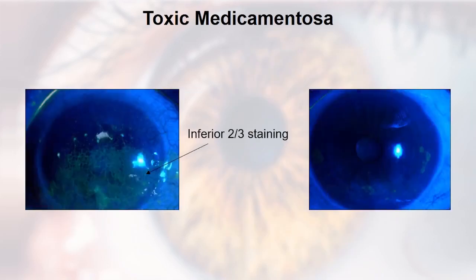Toxic medicamentosa is another cause for follicular conjunctivitis. This is one eye of the same patient on anti-glaucoma medication. This is the other eye where you can see there's no staining, but this is the eye that shows almost a staining in the inferior 2/3 of the cornea. But I again don't have a very classical picture of toxic medicamentosa, but you have inflammation that's more characteristically along the lower half of the ocular surface.